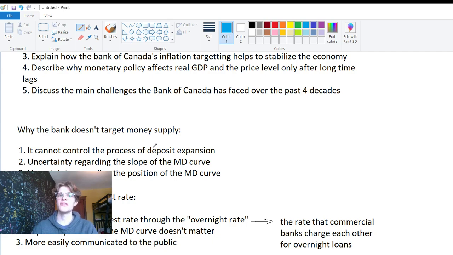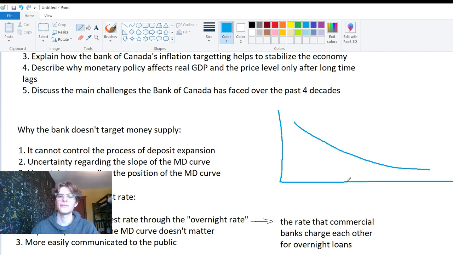Maybe banks don't choose to lend out. They don't really know, so they can't really control that. They also don't know about the slope or the position of the money demand curve, because it's a theoretical thing. It's not easy to measure. So if we draw it, they don't know what this MD curve looks like or where it is. So they don't know, if they increase MS, how much the interest rate is going to fall. They can't figure that out, so it's not a useful policy for them.